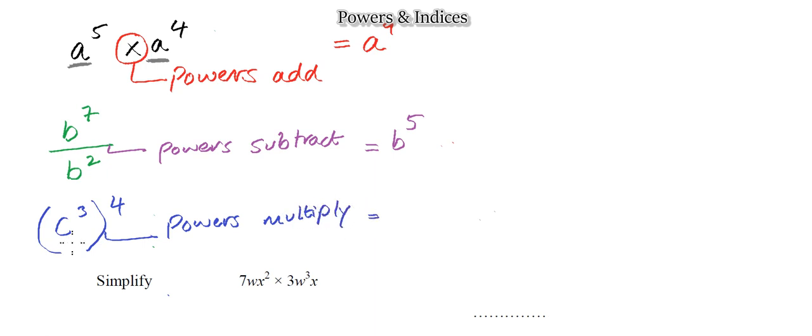So again, base stays the same as C. 3 multiplied by 4 is 12. So that will be C to the power of 12. Your powers do not divide. So these are the 3 rules that we need to learn and make sure that we apply them.